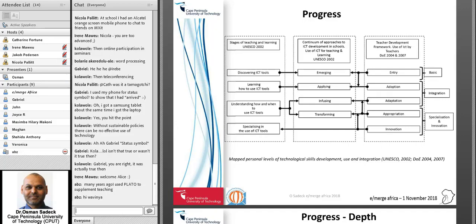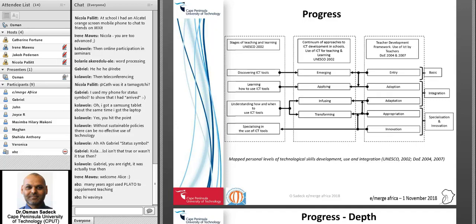So when I mapped these three, the stages of teaching, that's the first one on the left-hand side, the continuum of approaches and the use of ICTs for teaching and learning, also UNESCO, and then the teacher development framework by the Department of Basic Education here in South Africa. When I mapped these across, we found that we were able to bring them, on the extreme right-hand side, down to three basic stages: a basic stage, an integration stage, and a specialization stage. Now, when we look at these frameworks, these models, these stages are very, very sound. I mean, they have been tested many times, they have been used many times. So there's nothing inherently wrong with it.